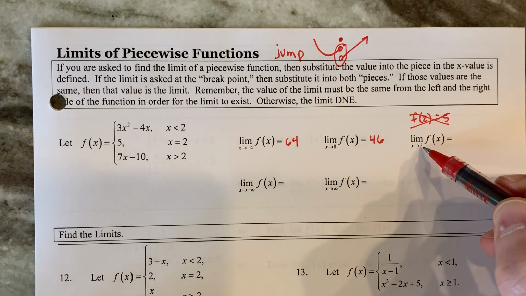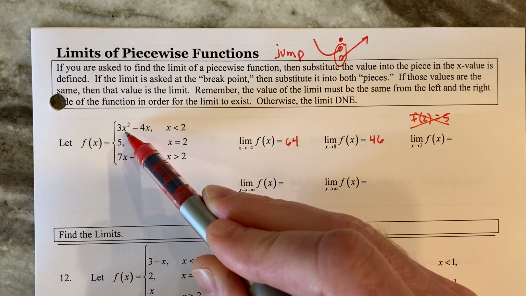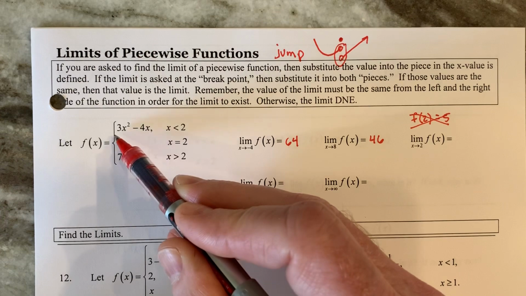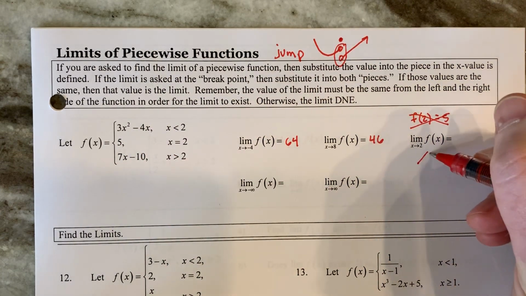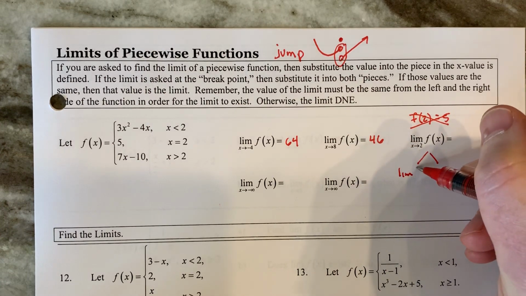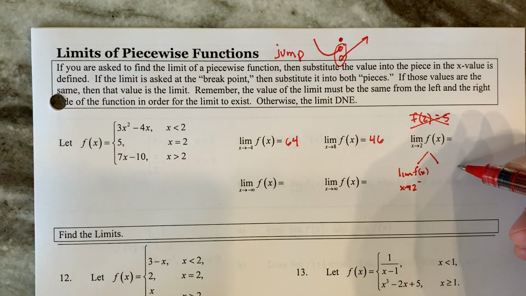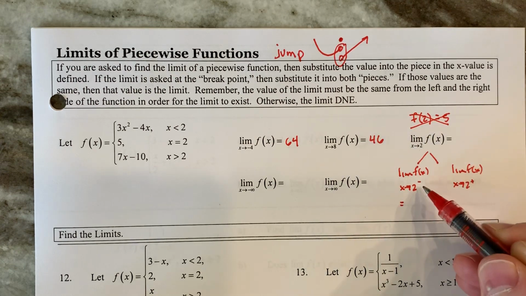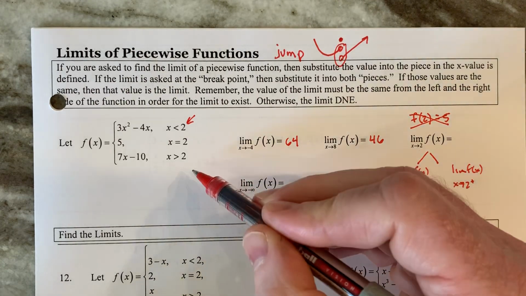If I were to plug 2 from the left side, that would be this part. All right, so coming into the left side of 2, I plug a 2 in there and I get 12 minus 8, which is 4. So basically, to do this, I'm going to take the limit of the function as x approaches 2 from the left, and I'm going to find the limit of the function as x approaches 2 from the right. Now, as you can see, from the left part, I'm using this, and from the right part, I'm using that.